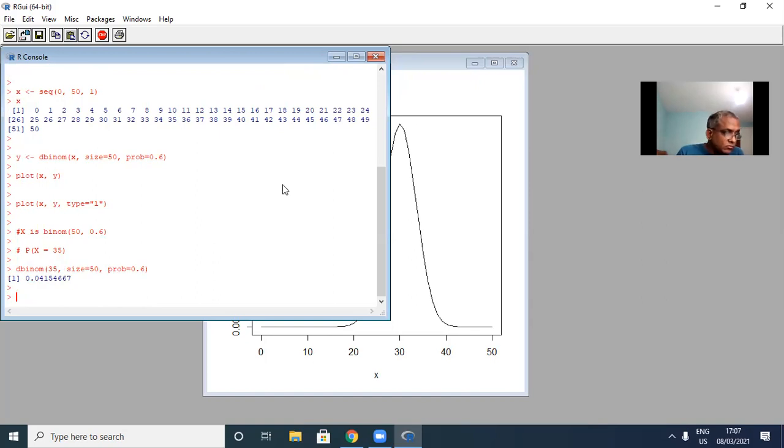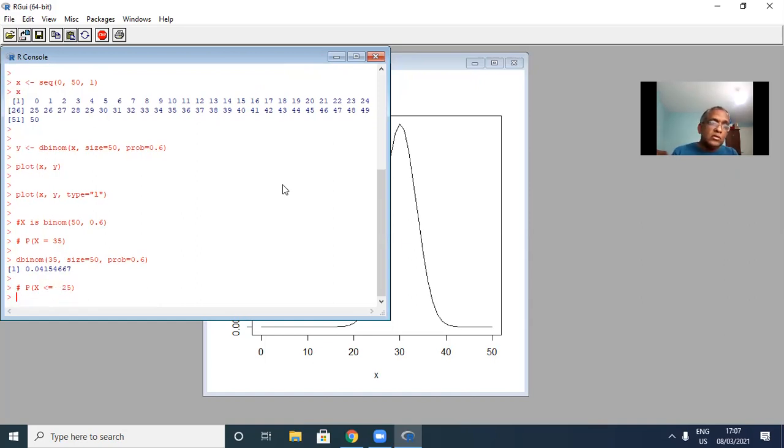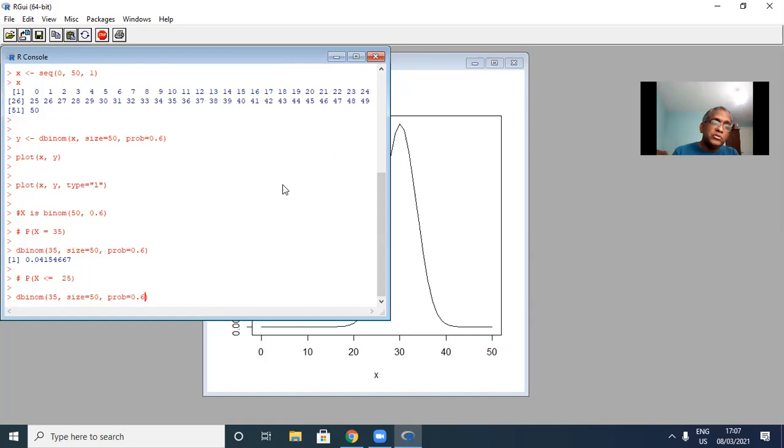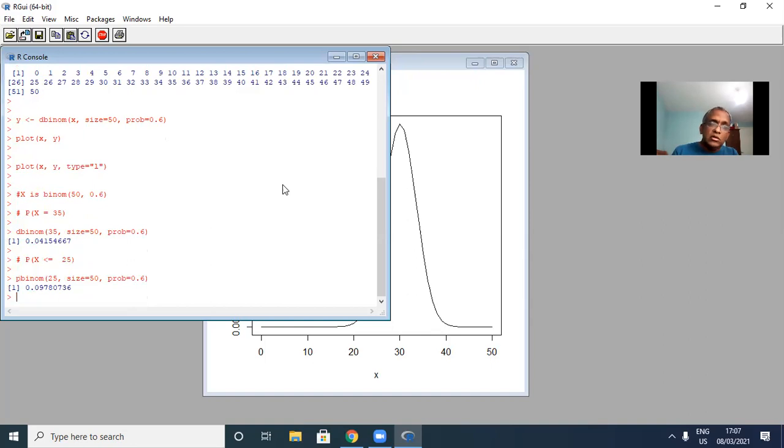Okay, now suppose you want to find the probability that x is less than or equal to 25. So to do this, you will use the pbinom command, the probability of the binomial when is 25. So this command will compute the probability that x is less than or equal to 25.